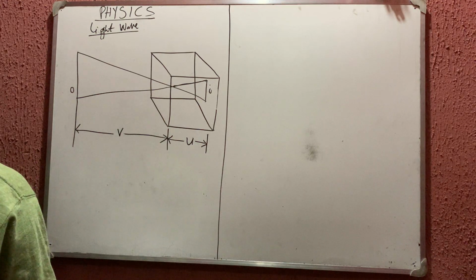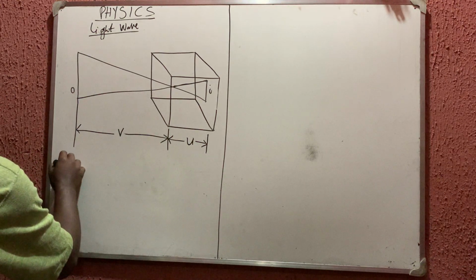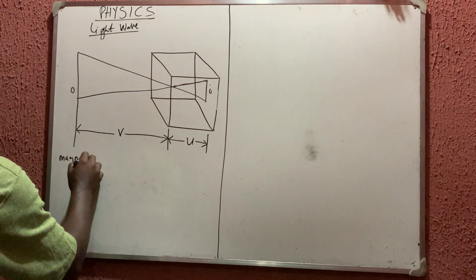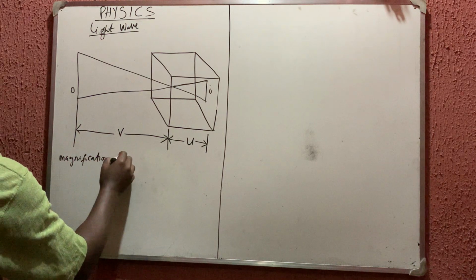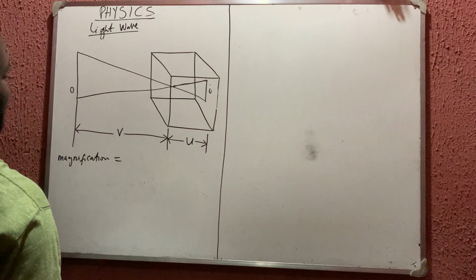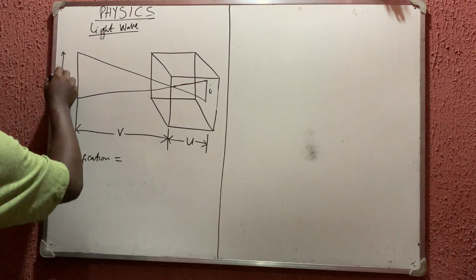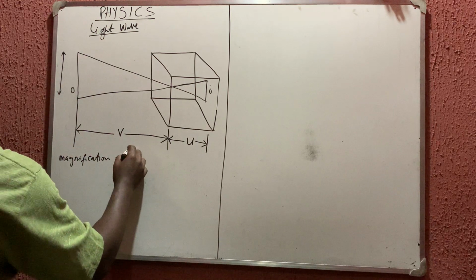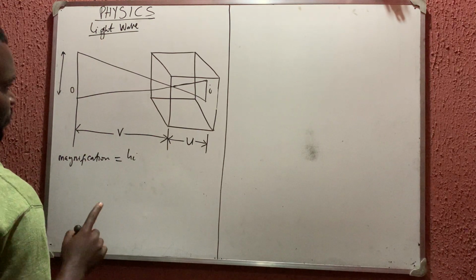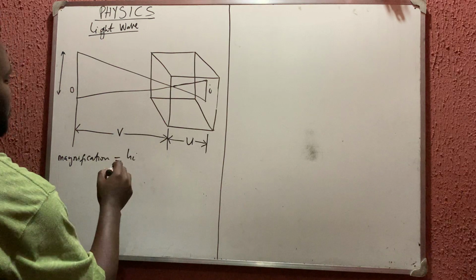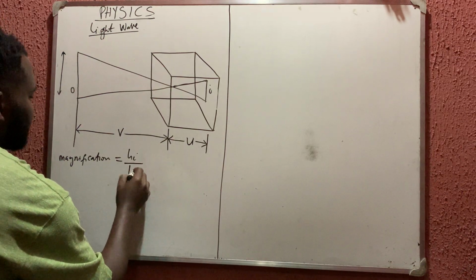Okay, so the next thing you need to know is about magnification. What is the formula for magnification? Magnification is simply the ratio of the image height. Image must come first, please. The ratio of the image height over the object height.